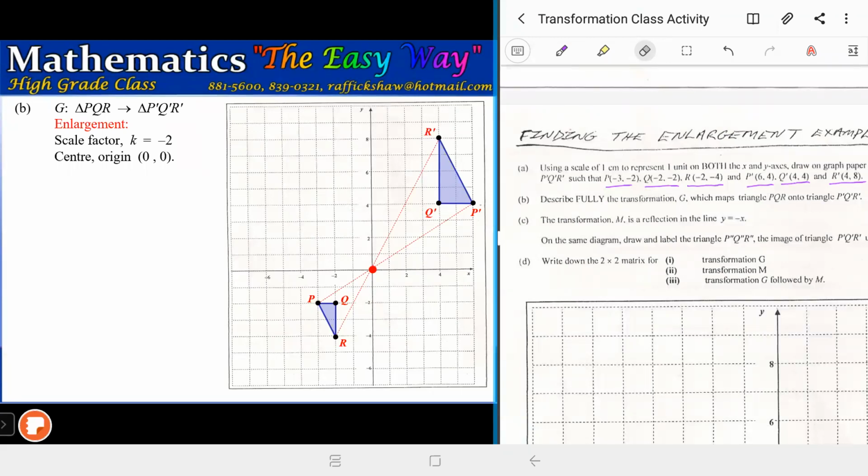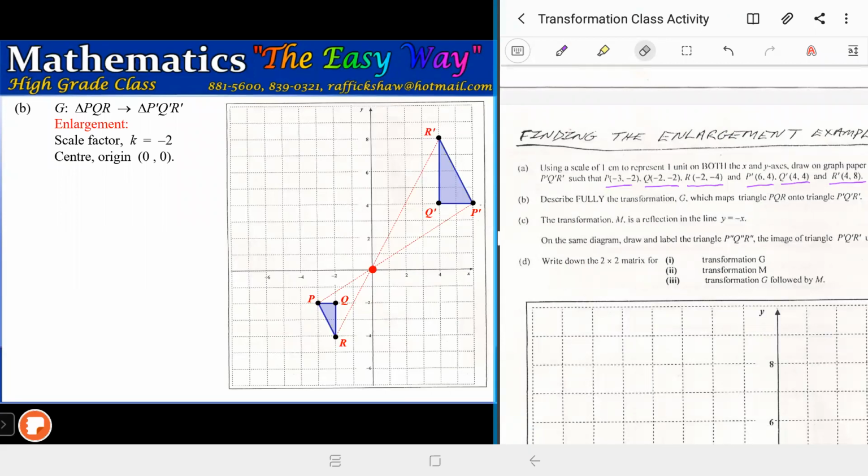I know it is negative because they are pointing in opposite directions. If you put a half, you're wrong, because from PQR to P prime, Q prime, R prime it gets larger. So the scale factor has to be a value greater than 1. And because they're pointing in opposite directions, you know it is negative, because it is then inverted. Q to R was pointing down. Q prime, R prime is now pointing up. So it is inverted over the origin.